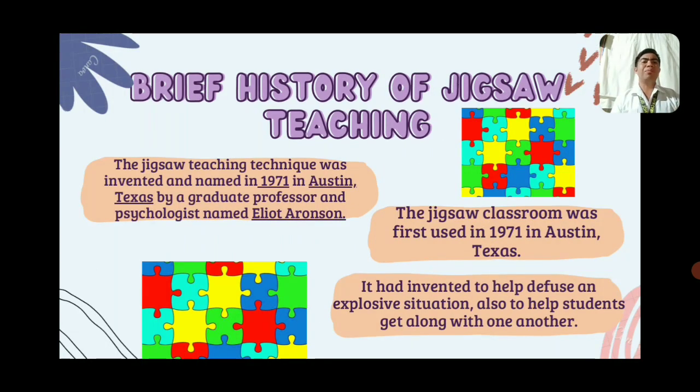Next, we will talk about the brief history of the jigsaw teaching. So why or how did this kind of teaching exist in our educational system? What are the things that pushed the proponent to invent this kind of teaching methodology? The jigsaw teaching technique was invented and named in 1971 in Austin, Texas by a graduate professor and psychologist named Elliot Aronson. So always remember, Elliot Aronson, the one who invented and named this jigsaw teaching technique.